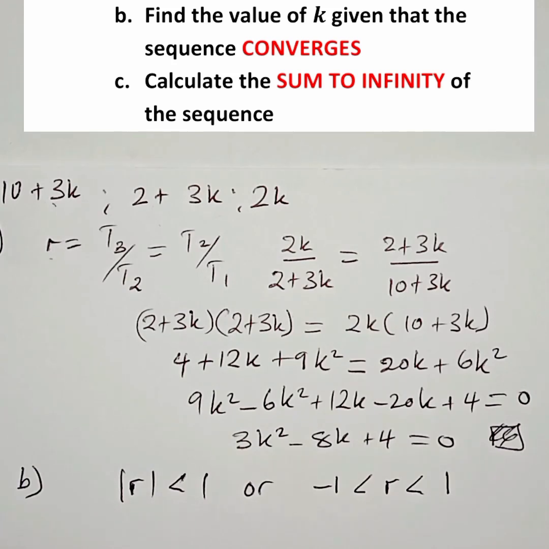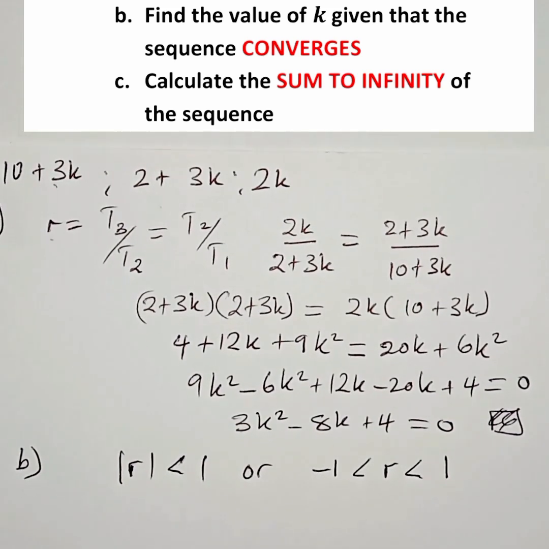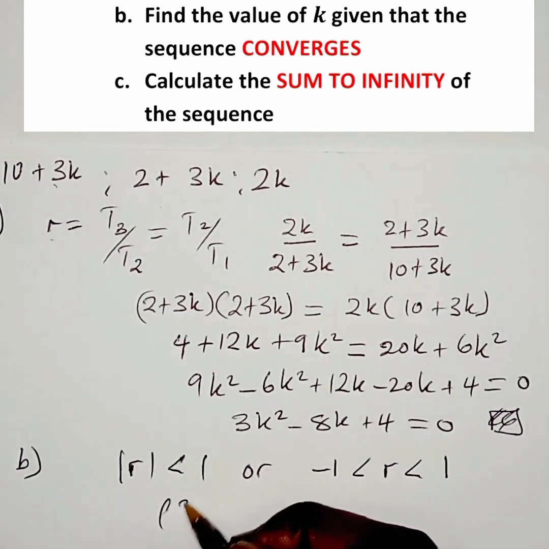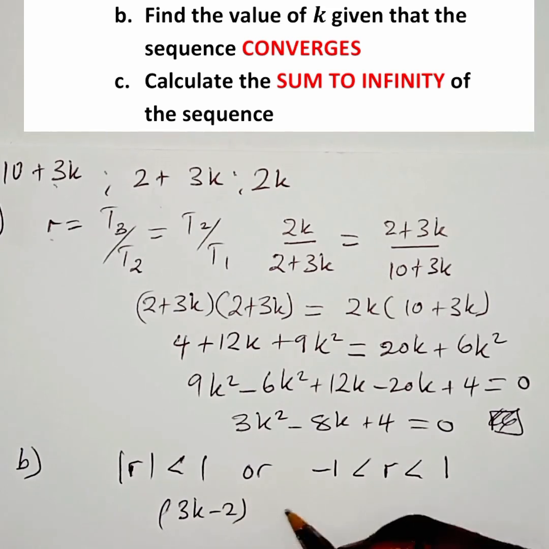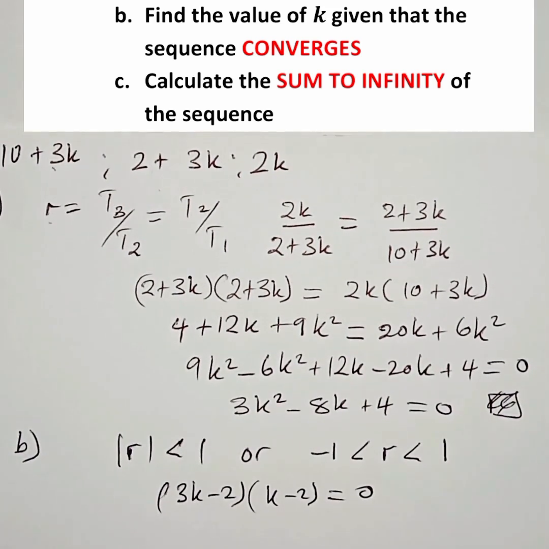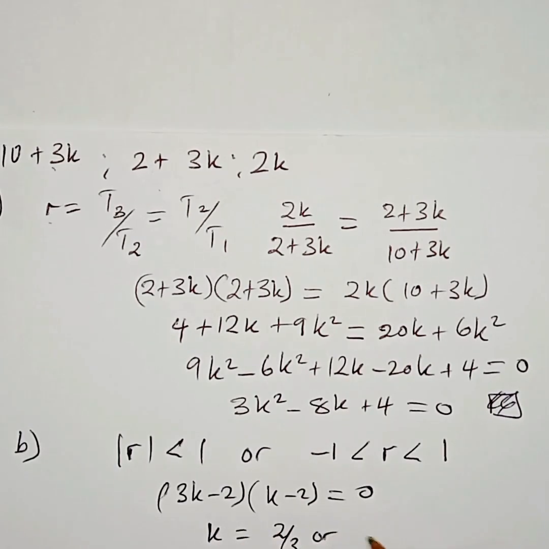So to find the value of k, we just need to factorize this quadratic equation. Now to factorize that, we can use the method of inspection to do that. Now we can say 3k minus 2 and k minus 2 is equal to 0. Now that means k is equal to 2 over 3, or k is equal to 2.